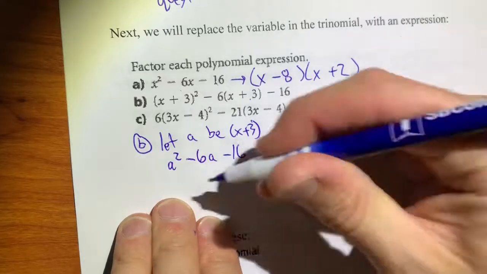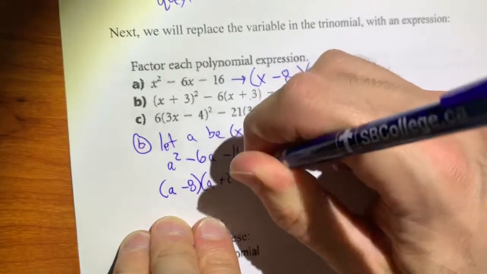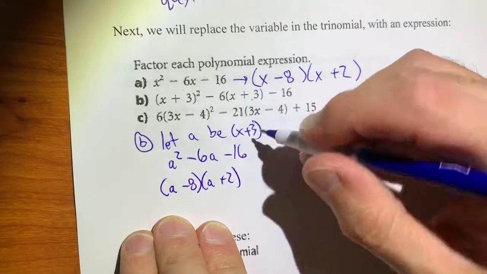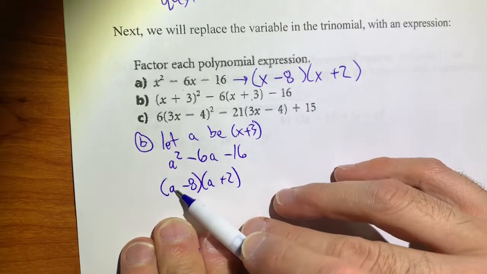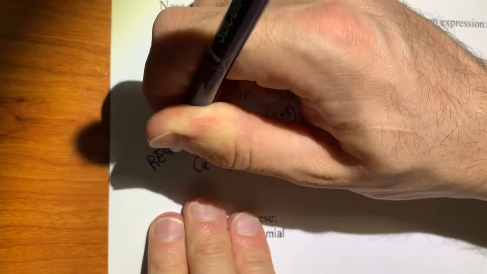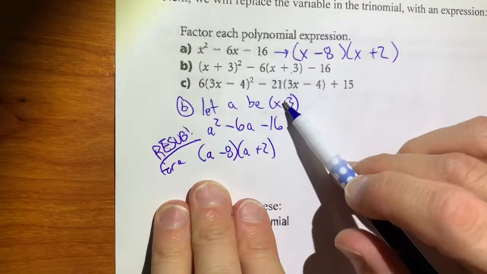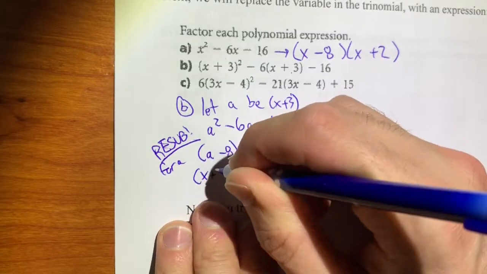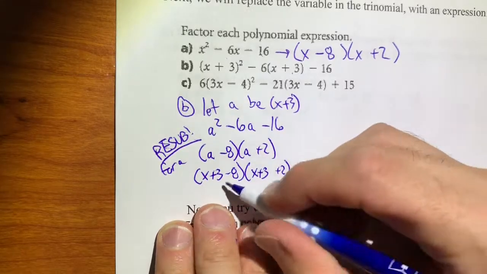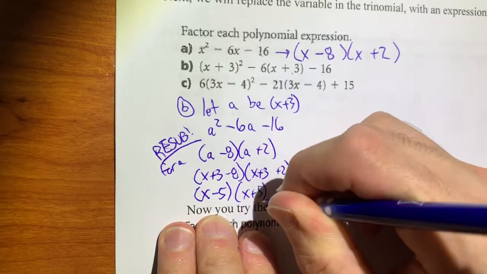Now, I called it A. So I will write A minus 8 and A plus 2. Now, am I done? No. I said A was x plus 3. So to be completely done, I need to re-plug in x plus 3 for A. So I'm just going to write resub for A. That means I'm going to take the x plus 3 and pop it in wherever there's an A. So I have x plus 3 minus 8 times x plus 3 plus 2, and then clean it up. Group any like terms, so you get x minus 5 and x plus 5.